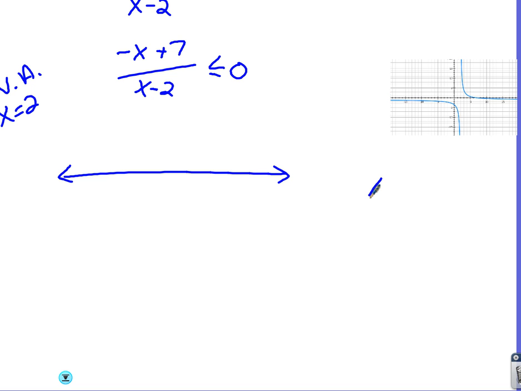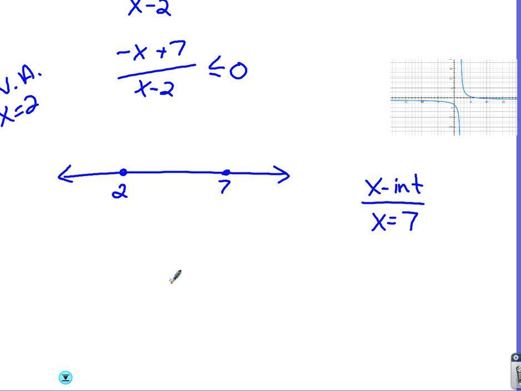What is my x-intercept there? Set that equal to 0. Negative what plus 7 is 0? Negative 7, right? So if x is 7, that's my x-intercept. So all you have to do is, I know that we're possibly crossing at 2 and at 7.